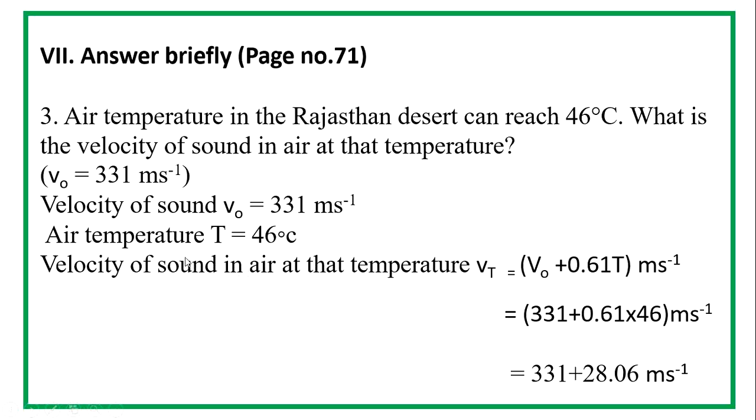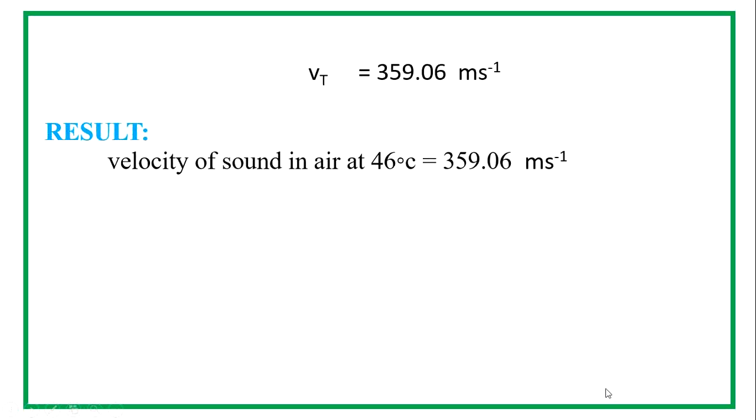Velocity of sound in air at that temperature Vt is equal to V0 plus 0.61 T m s minus 1. This formula is given in your book. Now we can substitute the value for V0. For V0 it is 331 plus 0.61 into temperature 46 m s minus 1. Now we can multiply 0.61 and then 46. We get 28.06 m s minus 1. Now we can add 331 and 28.06. We get 359.06 m s minus 1. So the result: velocity of sound in air at 46 degrees Celsius is equal to 359.06 m s minus 1.